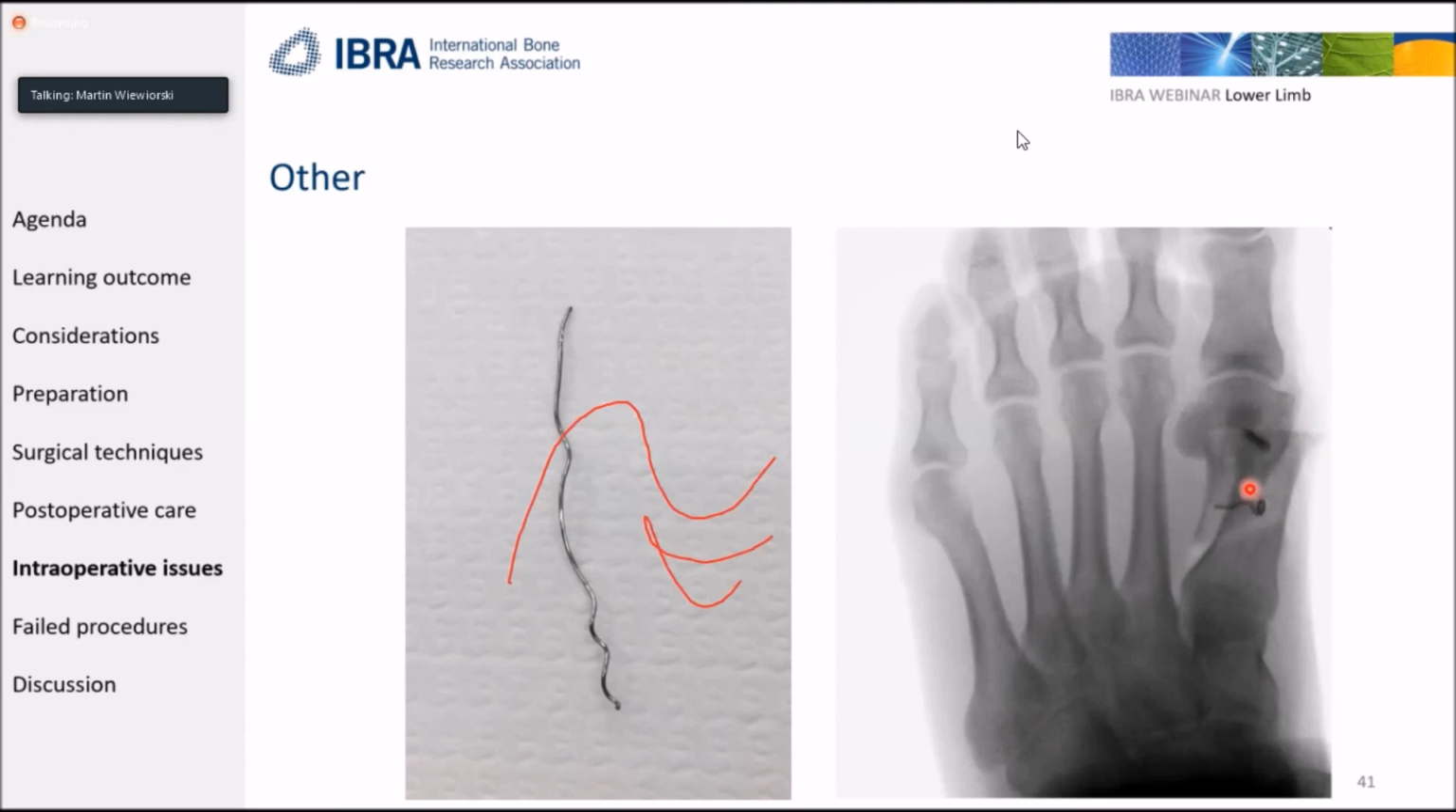What happened to me is I drilled too close to the K-wire, and the whole K-wire wiggled around the drill. Thankfully I got it out and it didn't have any implications for the outcome of the surgery, but it's some stupid stuff that can happen to you during this kind of surgery.